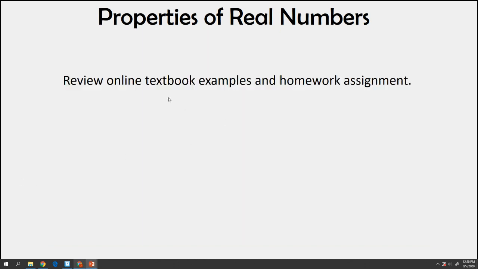Okay. So that takes us through the properties of real numbers. I suggest again that you write all these down so you have them in front of you so you can be sure you know them and can use them and have quick access to them. All right. I'll let you get to homework.